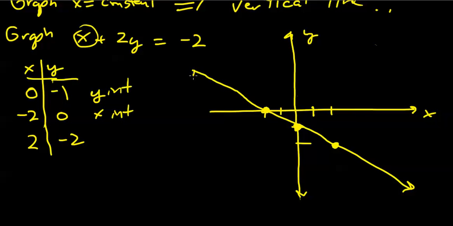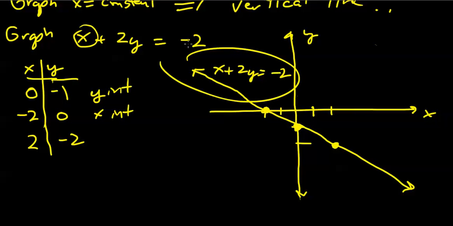Sketch a graph. And very important to label the line with the equation that generates it. And again, all solutions to this equation, x plus 2y equals minus 2, are indicated by this line, or the coordinates of the points on this line.